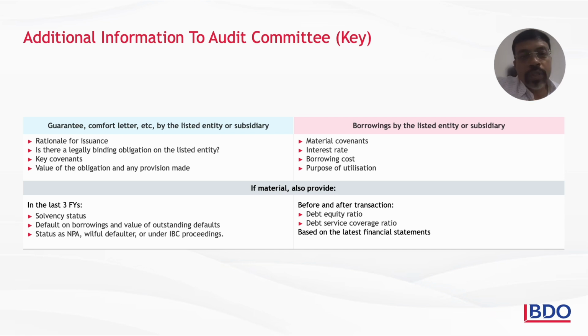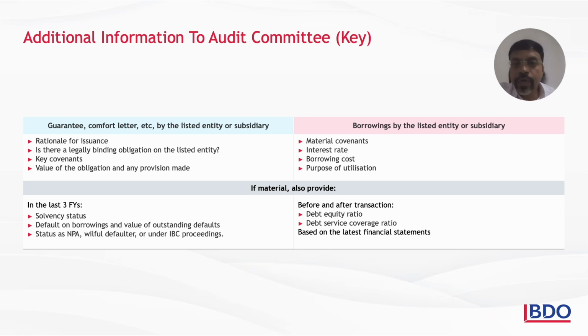Now, the fourth category under Part B deals with the guarantee and comfort letters. Here, the minimum set of information will be the rationale for issuing the guarantee or the comfort letter, and is there a binding legal obligation on the listed entity? What are all the key covenants and the value of obligation, and any provision has been made or not? And if these are material, then in the last 3 years, what is the solvency status? Then default on borrowings and value of outstanding defaults, status of NPA, willful defaulter, or whether the related party is under IBC proceeding should also form part of this minimum set of information.